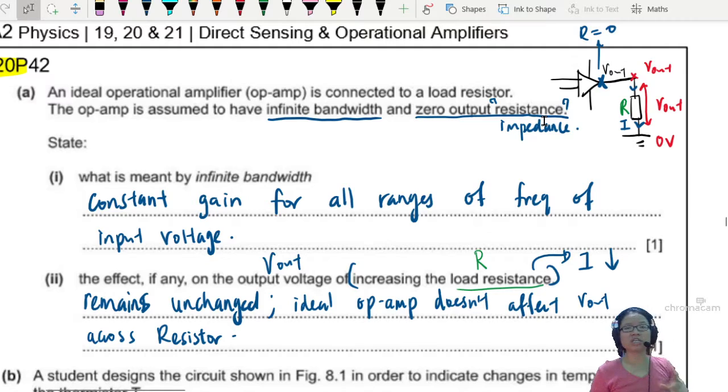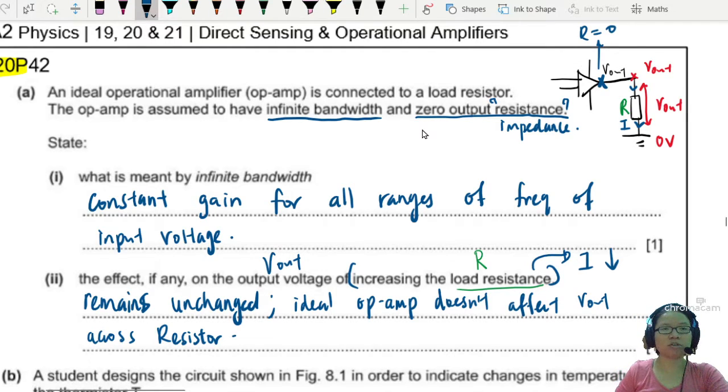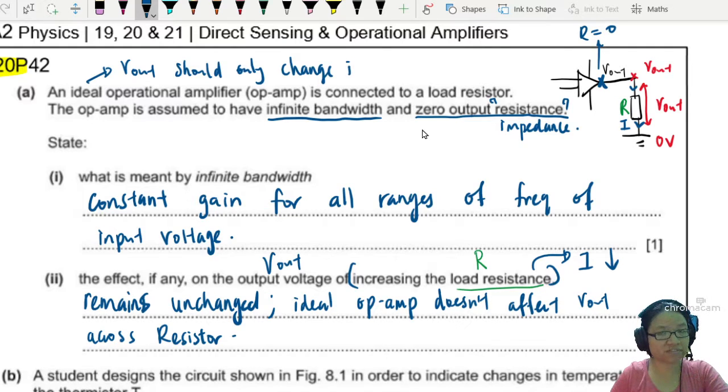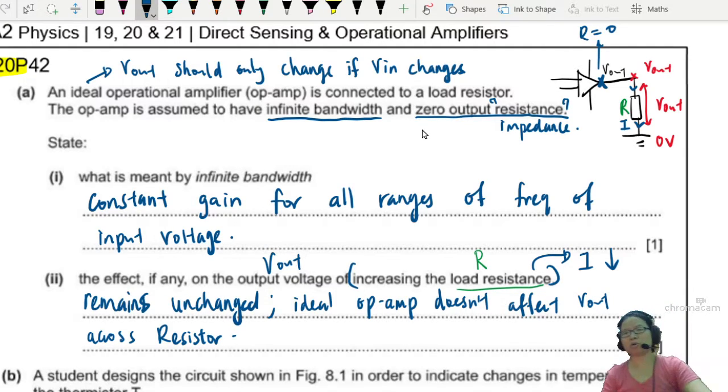V out can only change because V in changes. So for an ideal op-amp, V out should only change if and only if V in changes for the same circuit. You never change the connection. So the only reason why V out will be different inside the op-amp is when V in changes. When I say change the resistor, I mean change the feedback resistor.